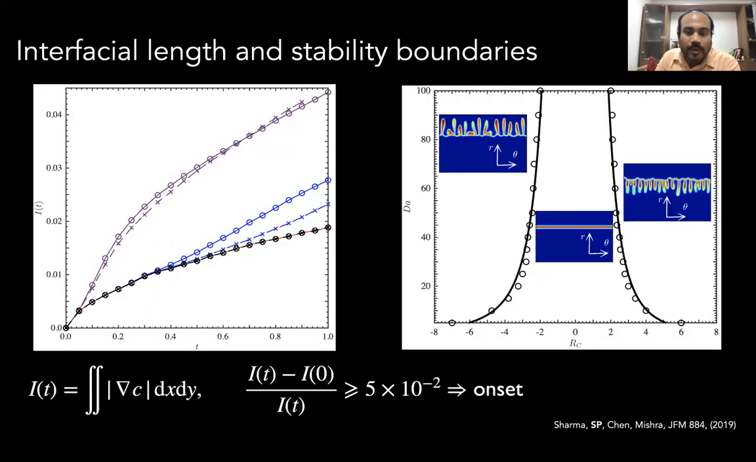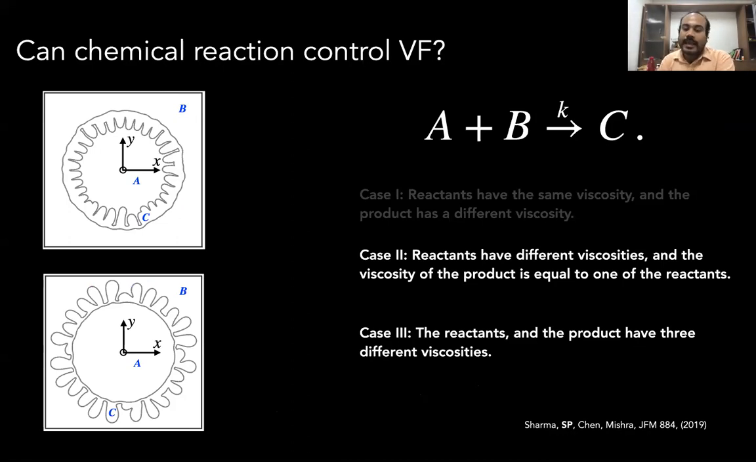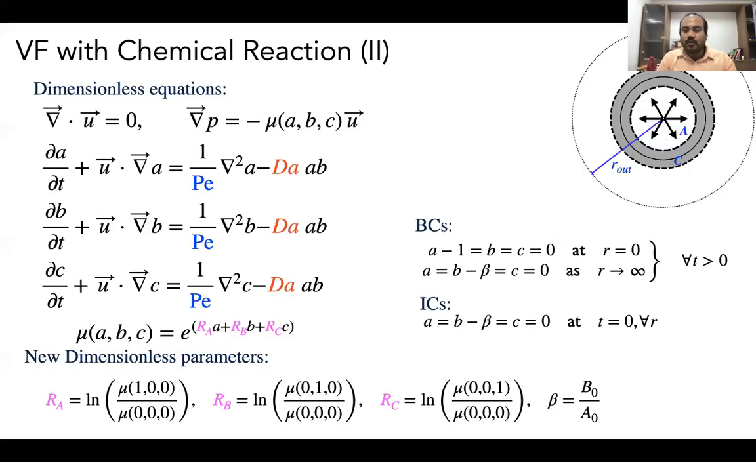With this we move to the next part, where we consider case 2 and case 3 together. Case 2 and case 3 say that the reactants have different viscosities, and the viscosity of the product can be equal to one of them, or all three are different. So we go to our model construction. These are the dimensionless equations we have seen. Everything remains the same except we now have two more dimensionless parameters appearing in this formulation. We already had RC, but now we have RB and RA. Two more parameters appear in the viscosity formula.